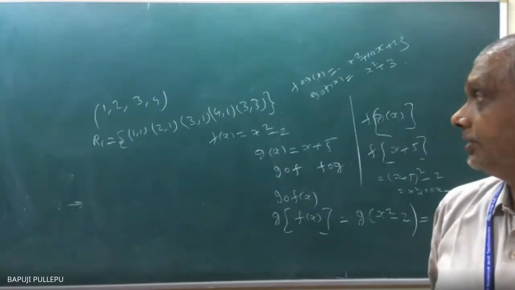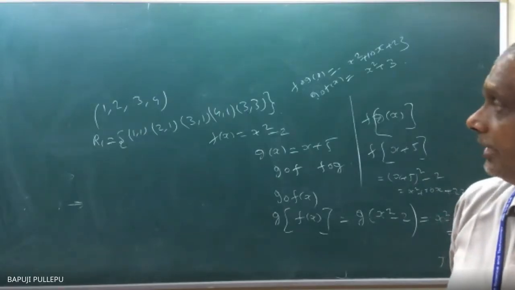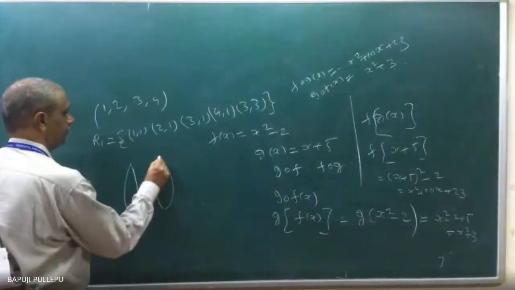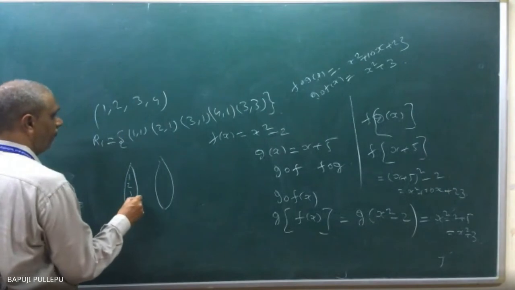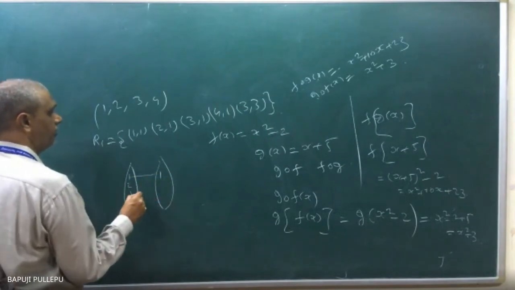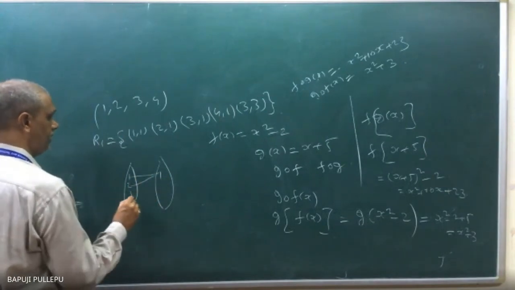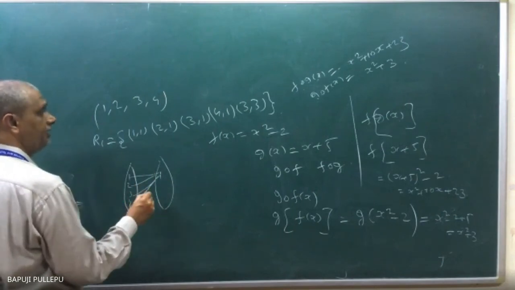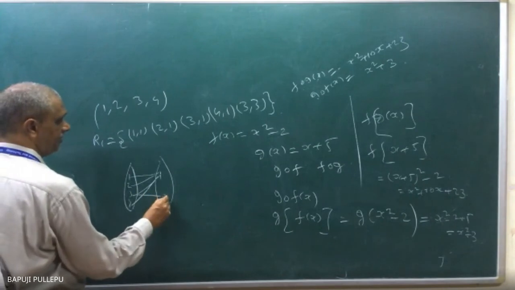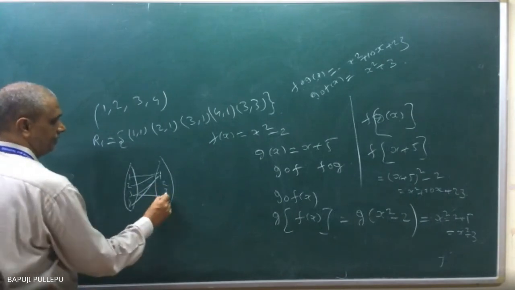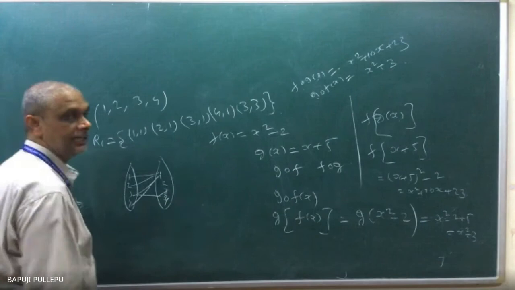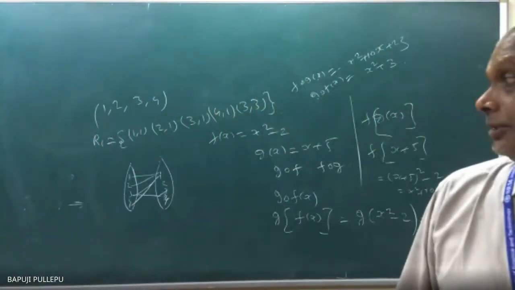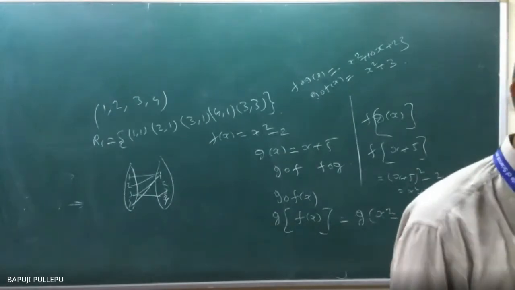Nice. If you draw the domain and codomain, 1, 2, 3, 4. 1 maps to 1. 2 maps to 1. 3 maps to 1. Then 4 maps to 1. Again, 3 maps to 3, which spoils it. Absolutely correct. It's not a function. Why? Because 3 has two images.